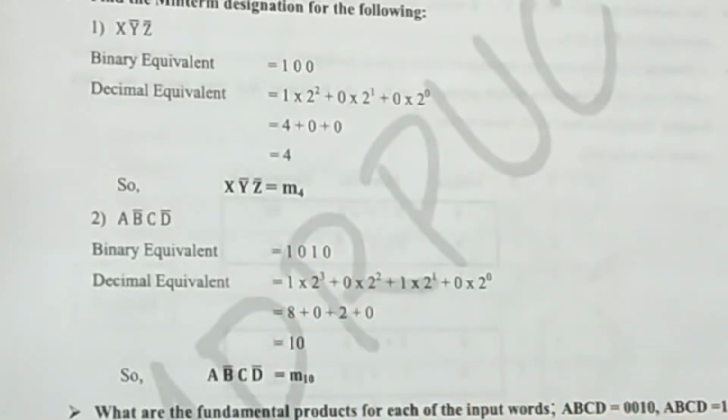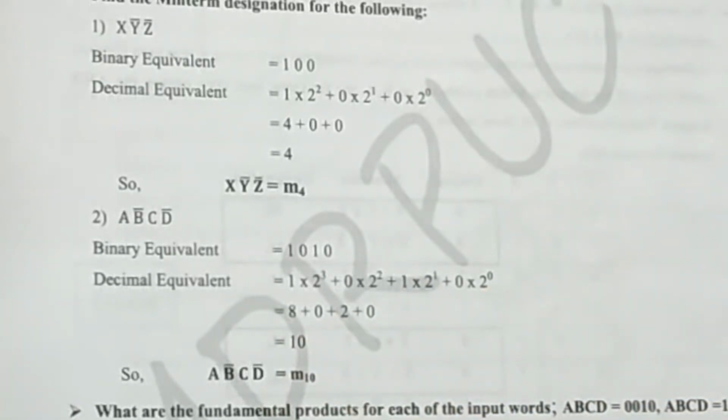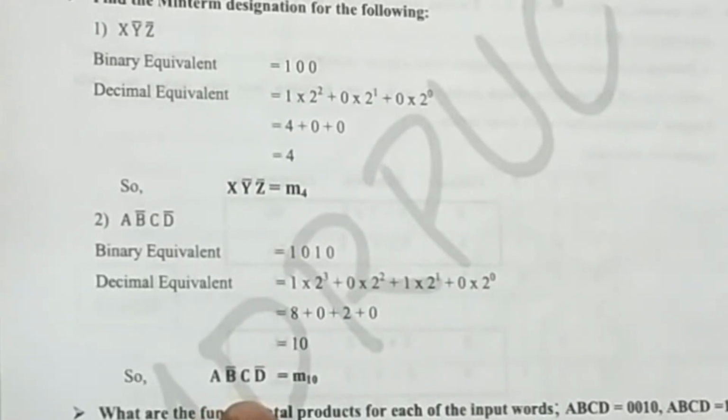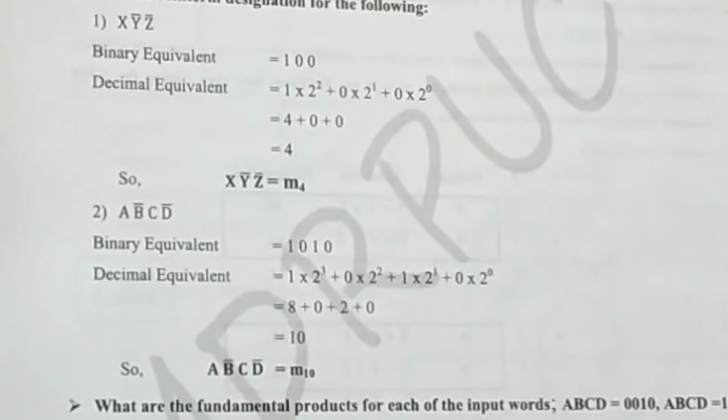2 raised to 3 is 8, so 8 is here. 0 into 2 raised to 2 means 0. 1 into 2 raised to 1 is 2, and then 0. So 8 plus 2, the result is 10. So we can write A, B bar, C, D bar is nothing but M10.